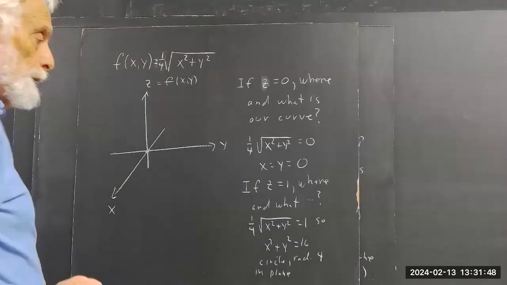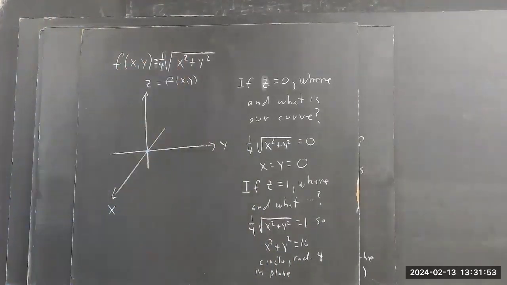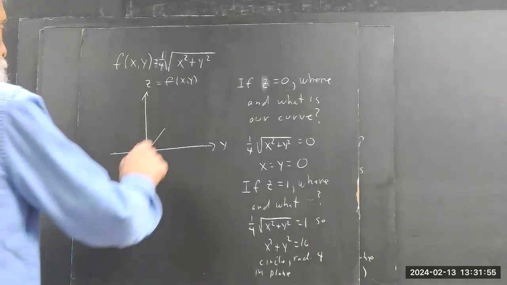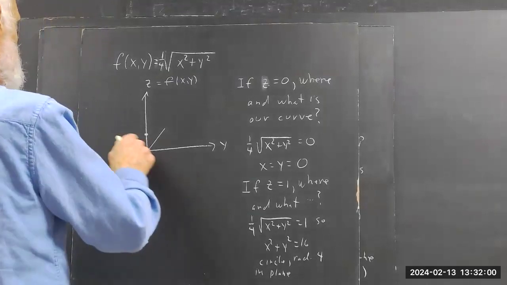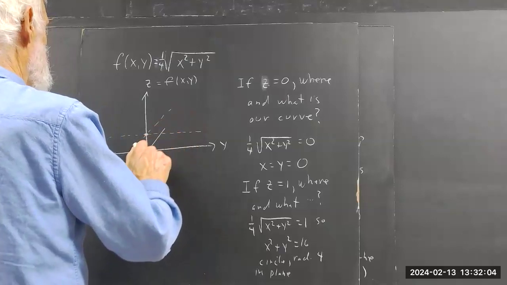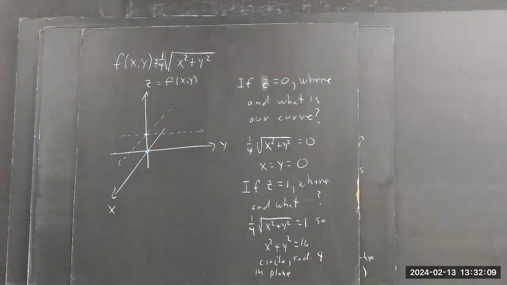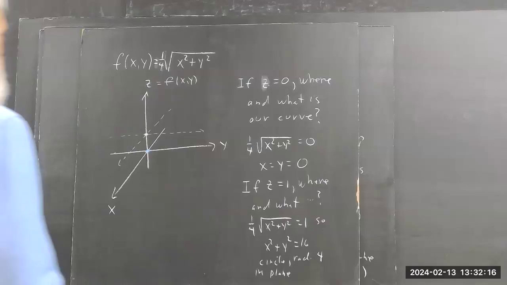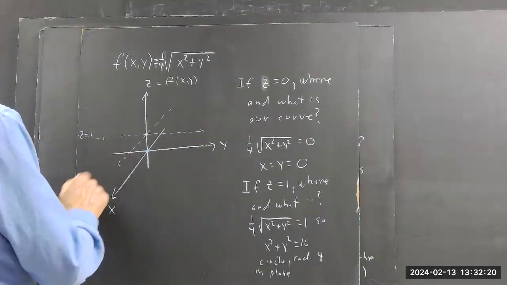Is it in the x-y plane? No, it's in the plane z equals 1, right? So you've got z equals 1 here. I've kind of drawn auxiliary x and y axes, x, y, up here, z equals 1 here.